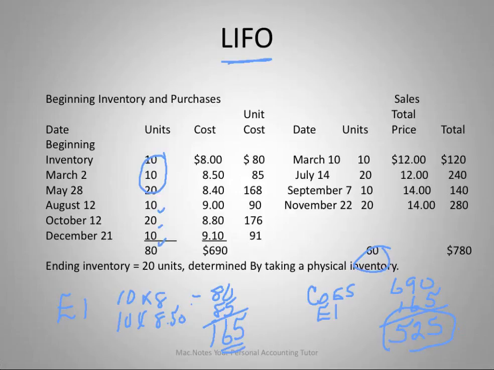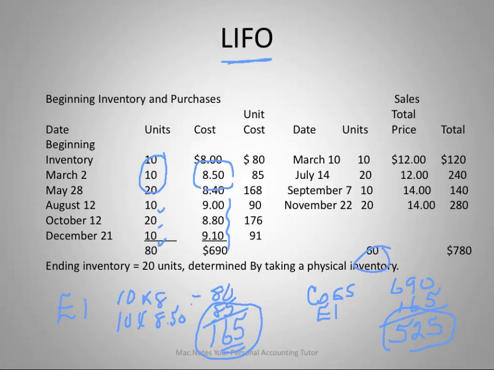FIFO gives me a higher profit. However, the trouble with LIFO is the replacement value of the inventory would be closer to $9, not $8. So the value of the ending inventory is actually low here. So you see, LIFO gives you a reasonable income statement, but a faulty balance sheet, because what they're expensing in the income statement are the latest purchases. What they're holding back in ending inventory is really old, which is the opposite of FIFO.